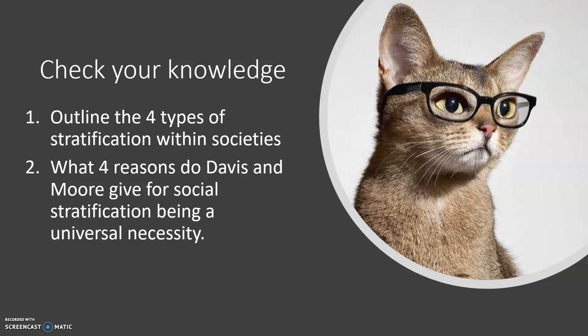The final thing I'd like you to have a go at is outlining 4 types of social stratification in society. How do we divide society? Think about what we did last lesson. And could you give me 4 reasons Davis and Moore give for social stratification being necessary? Why is it necessary? I'd like you to have a go at those, complete the activities in your book, and let me know if you have any issues.